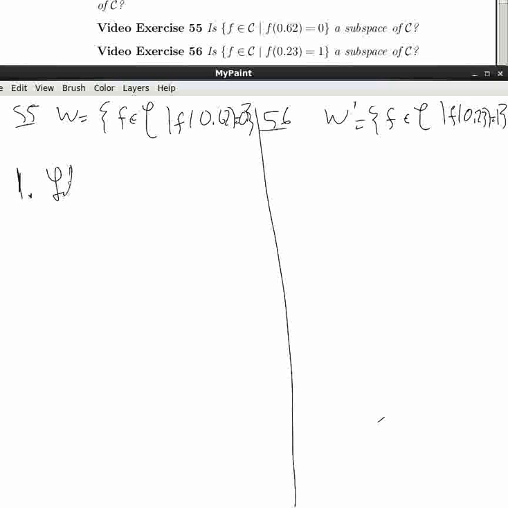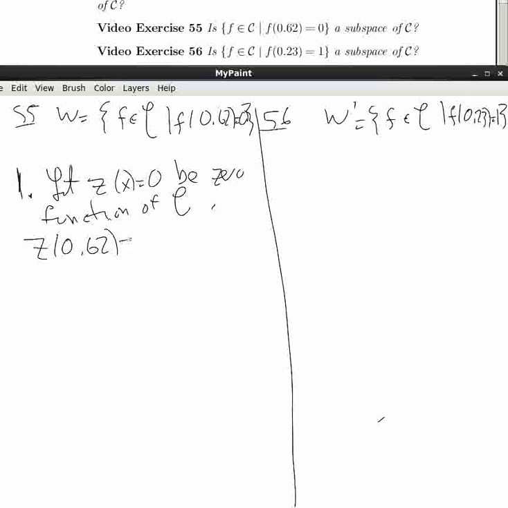So I'm going to let z of x equal the 0 function. When I say this specifically, we know that the constant function 0 is the 0 function, but the only thing I've done is say let z be the name of it. Because then what I can say is, z of 0.62, well, what is it? Well, it's always 0 for everything. So z belongs to W. So that's the first thing I need to check.